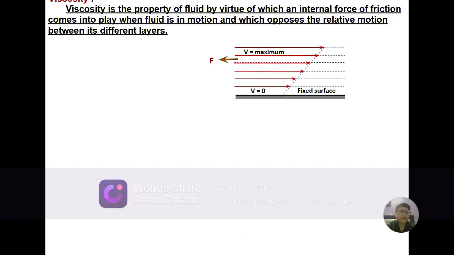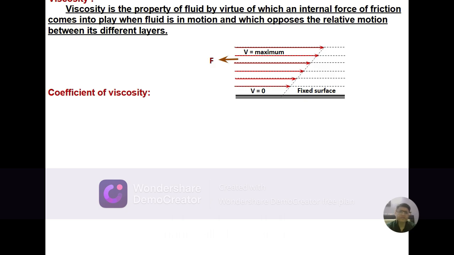So there will be a force of friction between the different layers of the fluids or liquids. That force is called viscosity. Now, how to calculate that viscosity? For that we have a very important thing called the coefficient of viscosity.